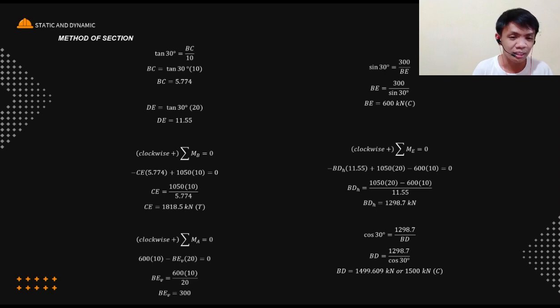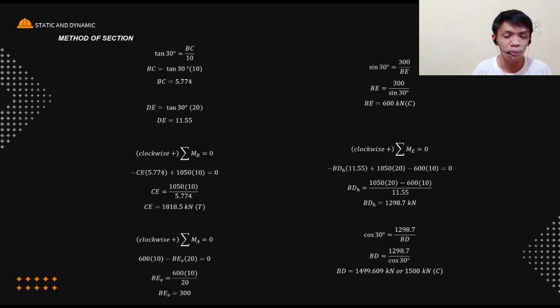So, i-isolate lang natin yung CE. Magiging CE is equals to 1,050 multiplied by 10 over 5.774. So, yung CE ay magiging equal sa 1,818.5 kilonewton, which is tension. Kung ika-countercheck natin to sa method of joints, same sila ng answer. Next naman natin ay kukunin para dun sa member BE, since isa din siya sa mga tinamaan.